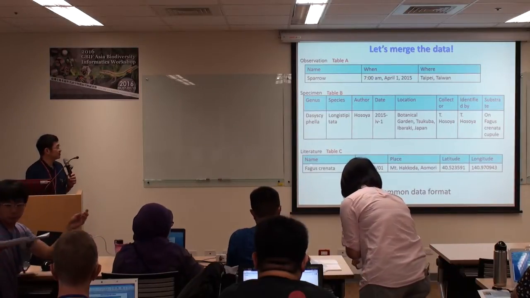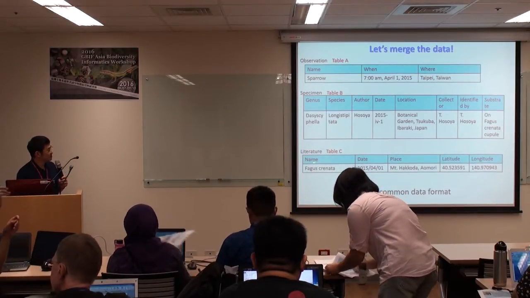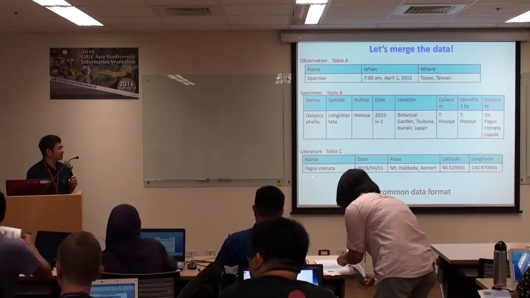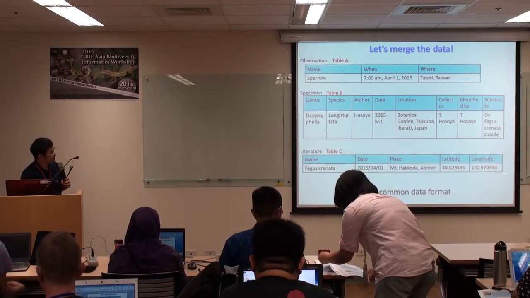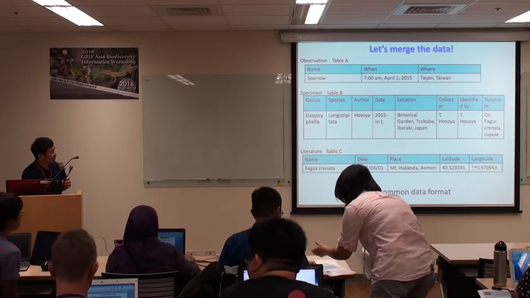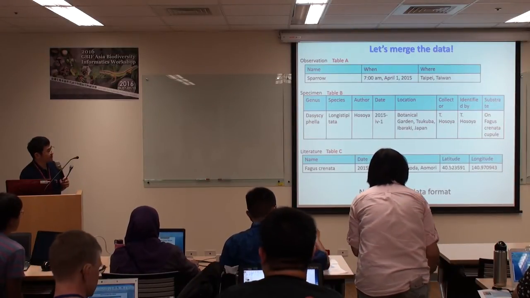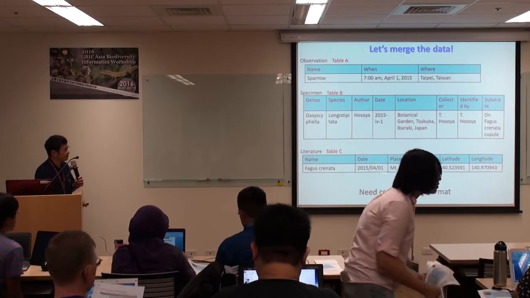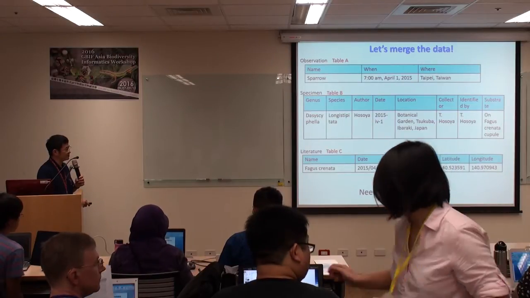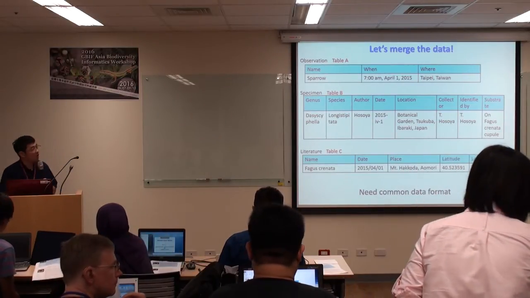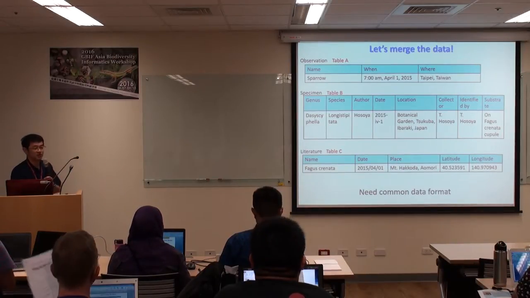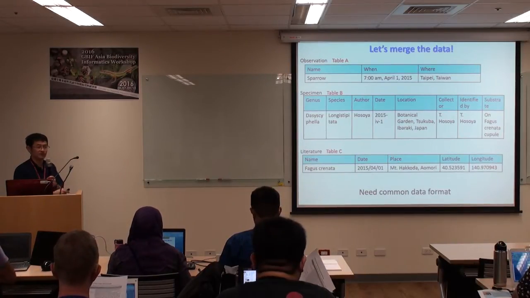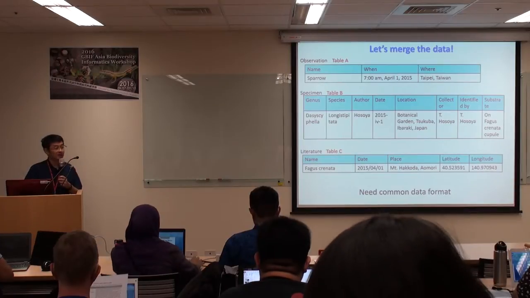And another table is here. There is a tree species called Fagus crenata, observed in this way at this place with very accurate longitude and latitude, but also providing the name of the place. All these have information about what species was located when and where.